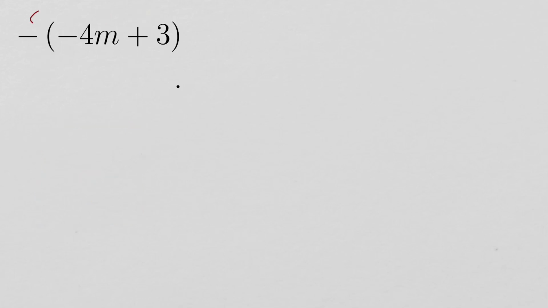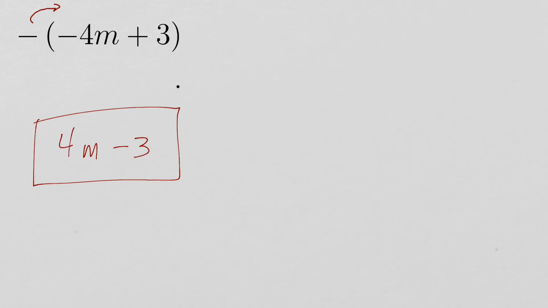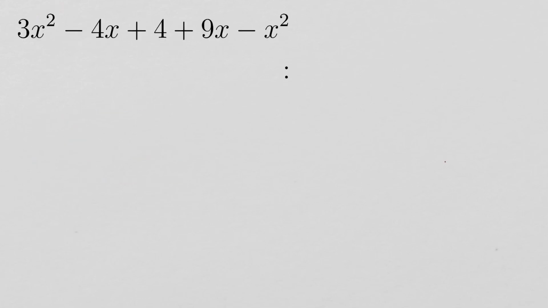Okay, we're going to multiply and distribute this negative in, and it's going to give us a positive 4m and a negative 3, so 4m minus 3. Okay, let's combine like terms. Here we have a positive 3 and a negative 1x squared. That adds up to a positive 2x squared. Then we have a negative 4x and a positive 9x. That adds up to a positive 5x.